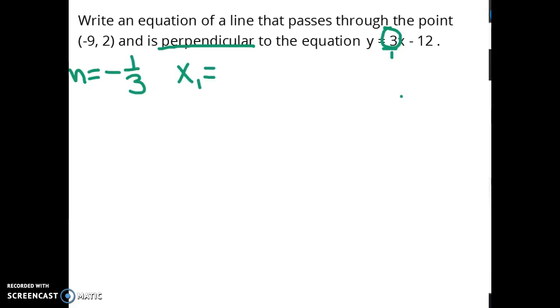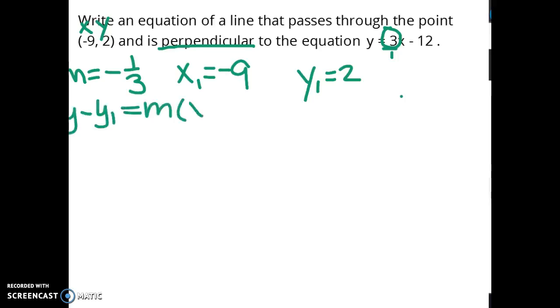My x-coordinate is negative 9. Where did I get that from? There's my x right there. And my y-coordinate is 2. Where did I get that from? My y-coordinate is right there. Point slope form says y minus y sub 1 equals m times x minus x sub 1. I'm going to substitute everything in.